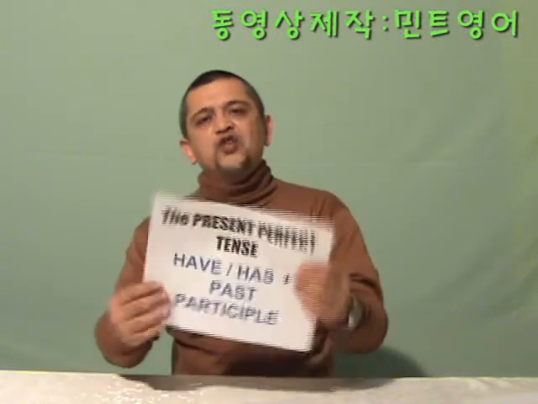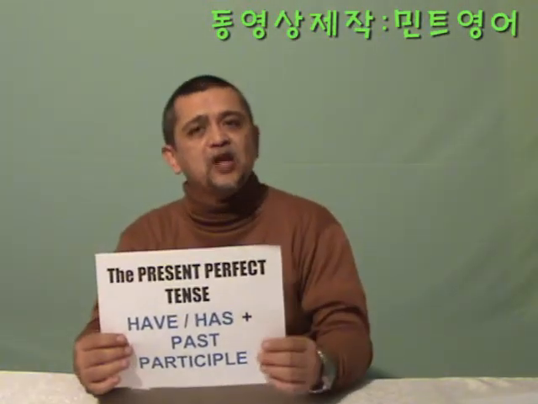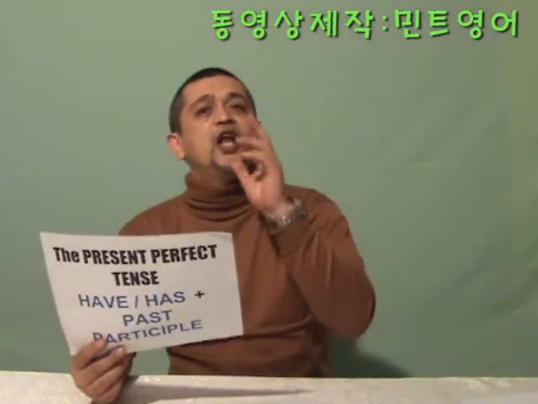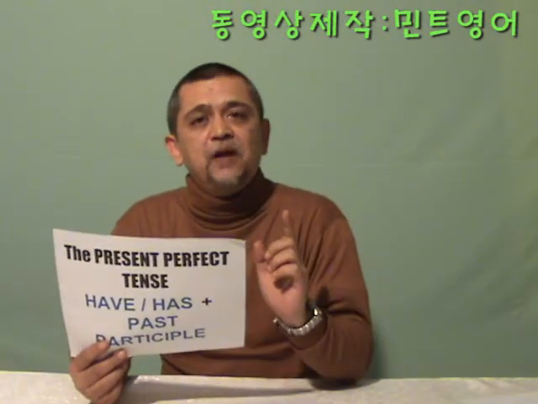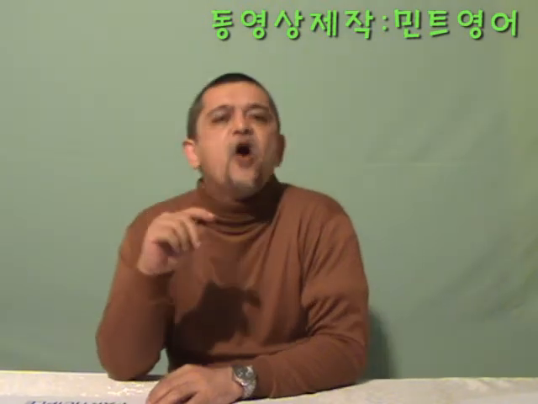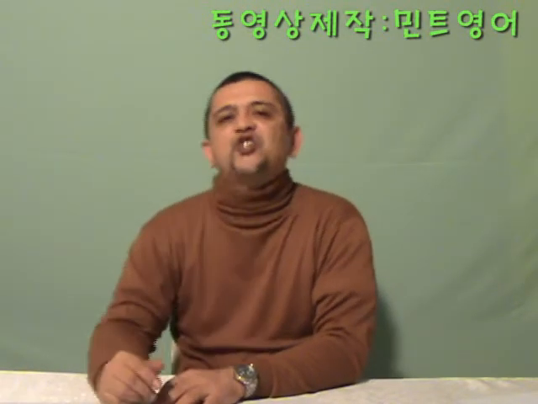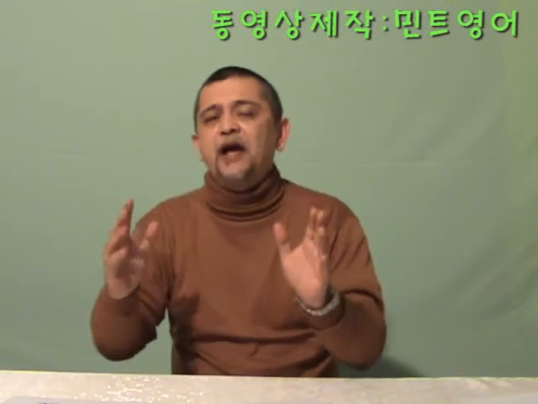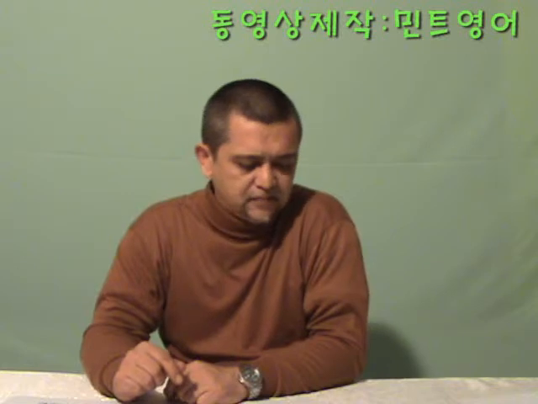Take note, we made use of have and we made use of the past participle of the main verb, which is live. The past participle, lived. I have lived in New York for 10 years. It means 10 years ago, I started living in New York. And maybe, just maybe, until now, I am still living in New York.